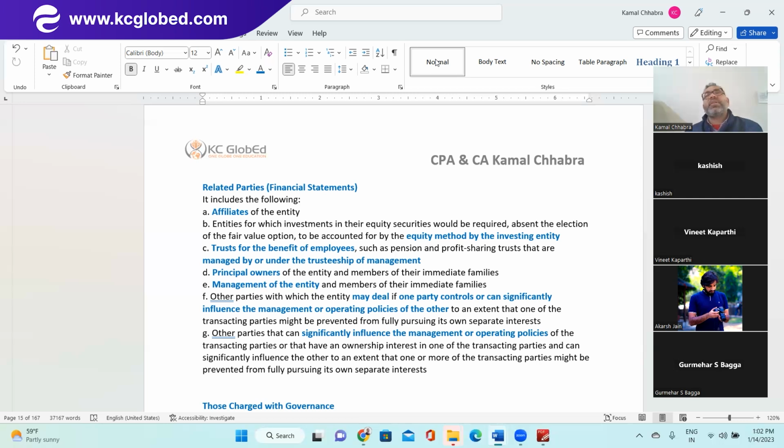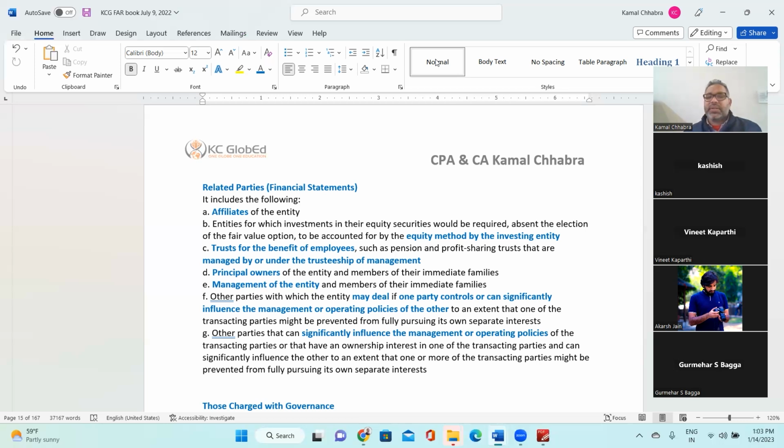Any trust in which the trustee and your management is the same. Principal owner means the main shareholder and their family member. Management is the board of directors, CEO, CFO, finance controller and their family member. And then any other party which has influence in taking management decisions and policies, and the party who is getting benefit out of those transactions, has been considered a related party. Simple, makes sense? We'll be discussing this in much detail in chapter 4, but here is just a high-level overview.